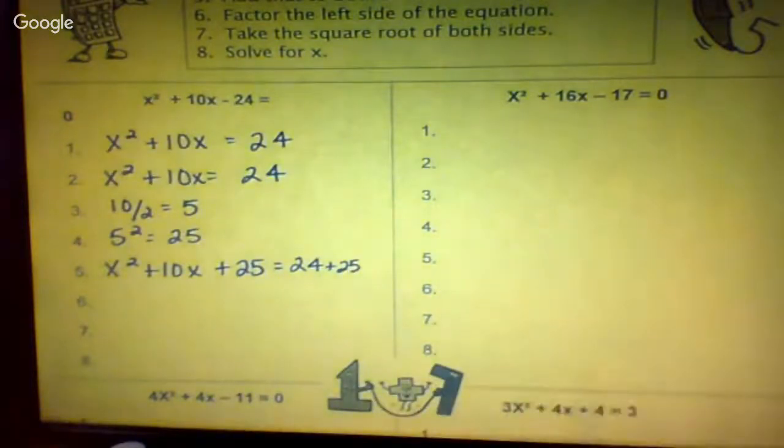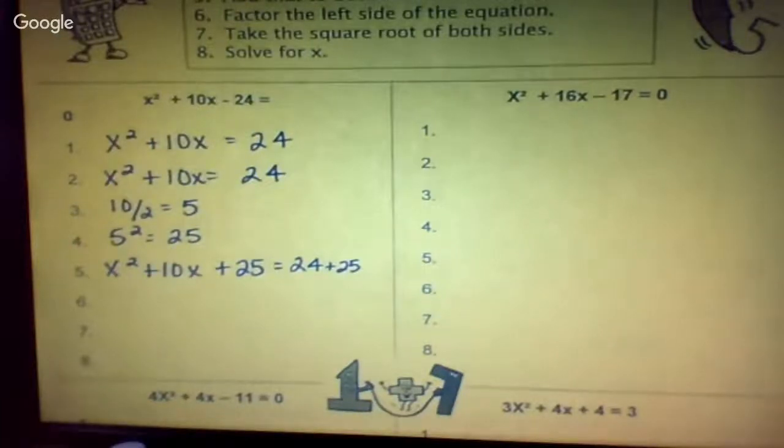I personally never, ever use completing the square. Why not? Because there's too many steps. Right. There is a lot of steps to this. Yeah, I see. Okay. It hurts. You gonna cheat just the easy way?